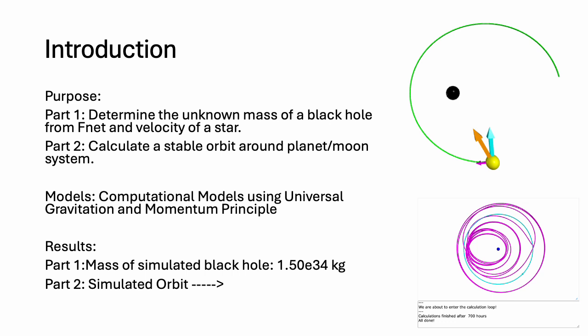And for the results, in part 1, we found the mass of the simulated black hole to be 1.50 × 10^34 kilograms. And for part 2, I found this simulated orbit, which was stable around both the moon and the planet.